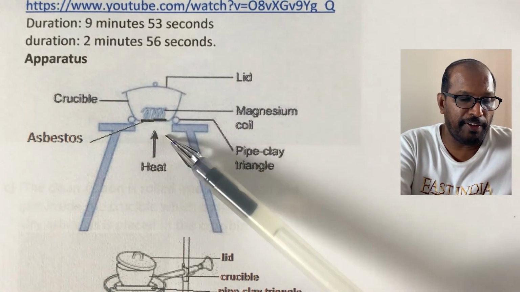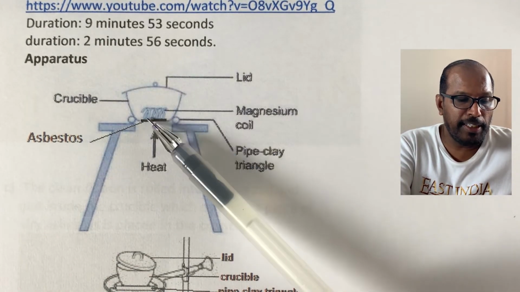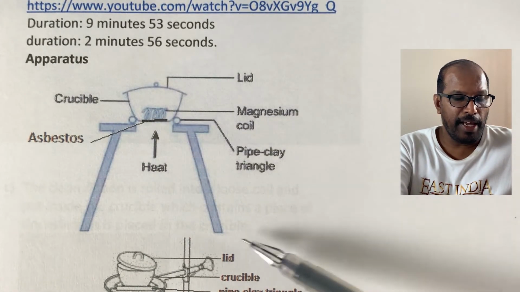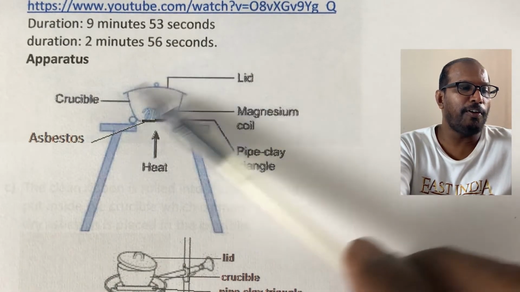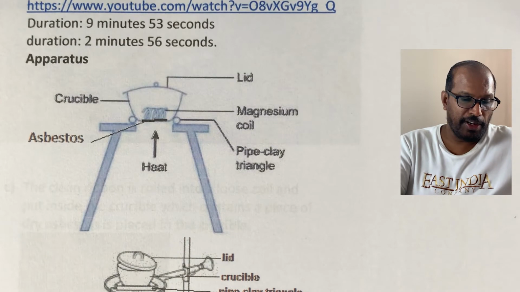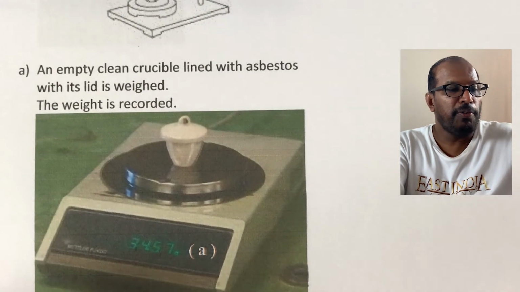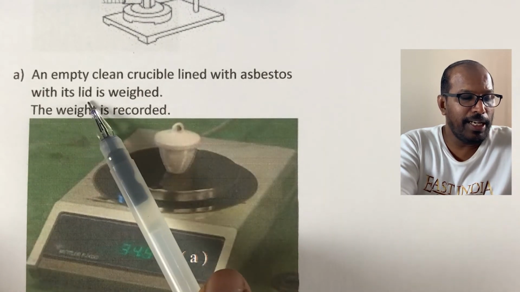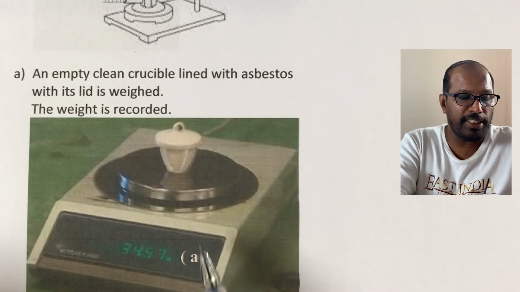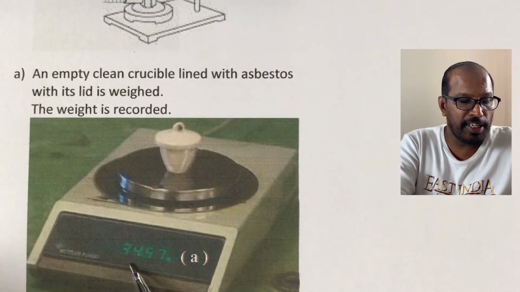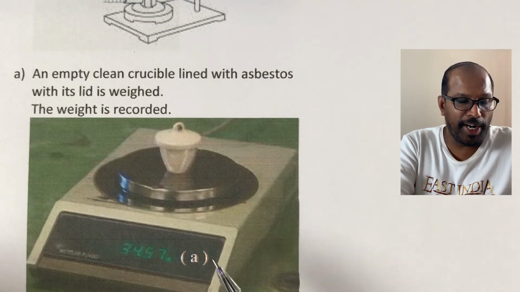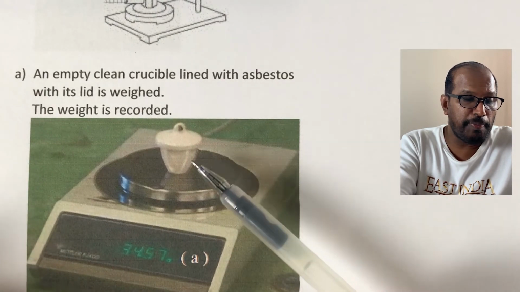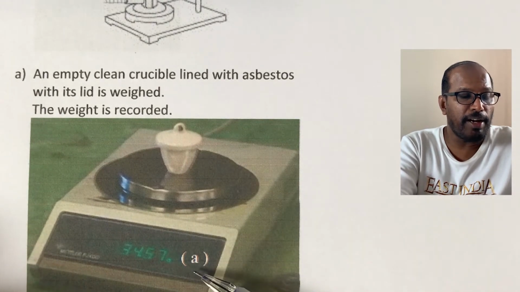We have a crucible, asbestos, magnesium coil, a lid, and a pipe clay triangle here. Then we heat it up. So this is the standard diagram for this experiment. Next step, we need to get an empty clean crucible lined with asbestos, with the lid, weighed, and the weight is recorded as A. Even though the reading here is 34.57, I will write it as A, because while carrying out this experiment in the laboratory or the alternative to practical, we don't have these values. So we write it as A only.